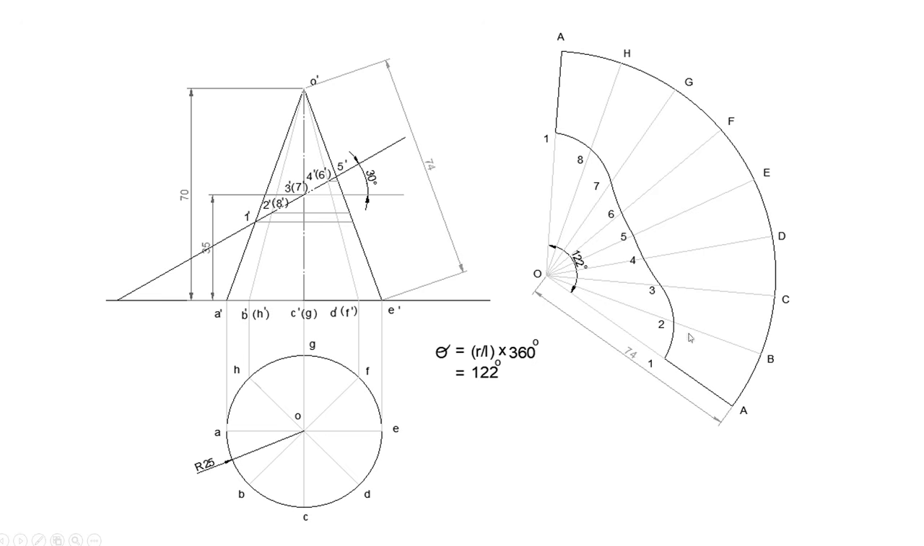Now use a freehand smooth curve to draw that curve. Now darken this portion and this curve here, and the other parts should be thin lines. So this is the development of the truncated cone.